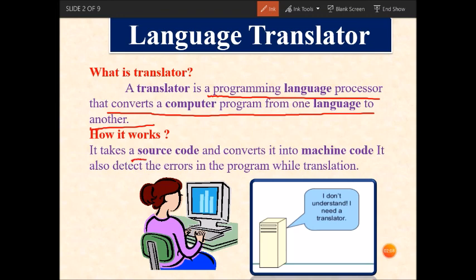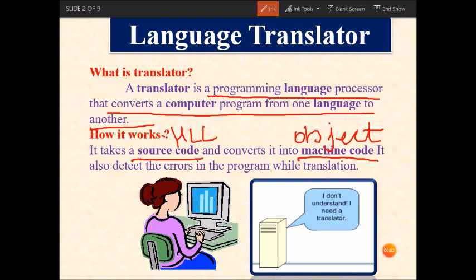Translator takes a source code and converts it into machine code, and machine code is also known as object code. What is source code and object code or machine code? A program written in high level language is called source code, and the output which we get from a compiler is known as object code or machine code.